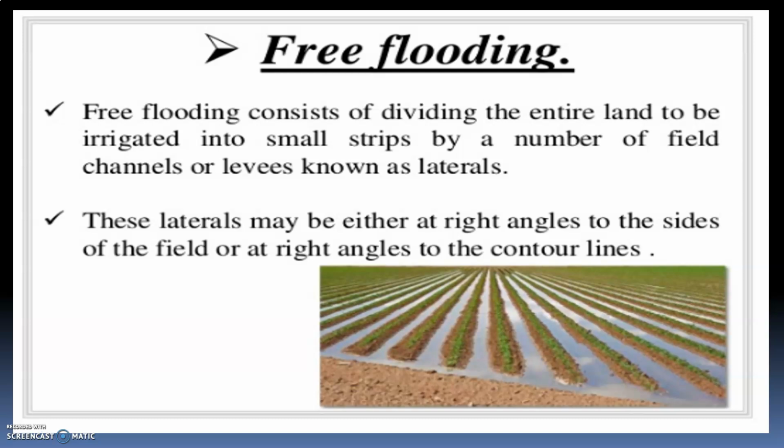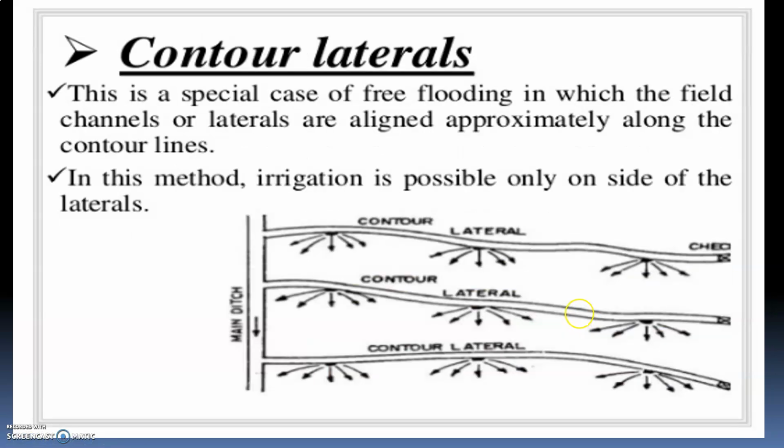Free flooding. Free flooding consists of dividing the entire land to be irrigated into small strips by a number of field channels or levees known as laterals. Okay, you can see here. These laterals may be either at right angles to the sides of the field or at right angles to the contour lines. Contour laterals. This is a special case of free flooding in which the field channels or laterals are aligned approximately along the contour lines. In this method, irrigation is possible only on one side of the laterals. You can see here contours and laterals.